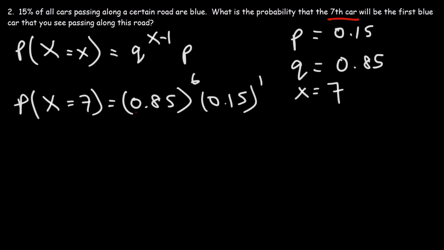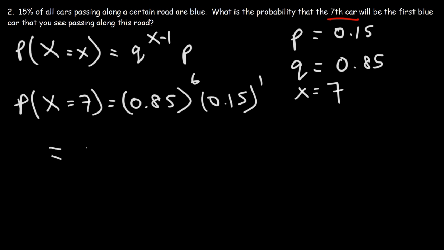So just think about what this means. On the first 6 tries, or the 6 cars that you see, you're not going to see a blue car. And the probability of not seeing a blue car is 0.85. The 7th car that we want to see is a blue car, and there's a 15% chance of getting that. So that's why we have 0.15. So these two numbers must always add to 1. Now let's go ahead and get the answer. So it's 0.85 raised to the 6th power times 0.15.